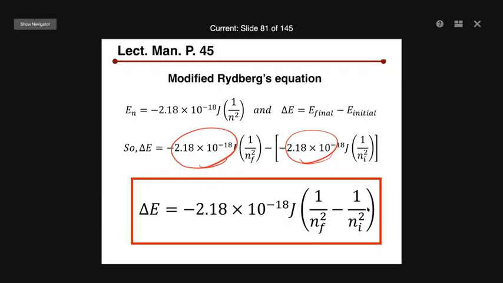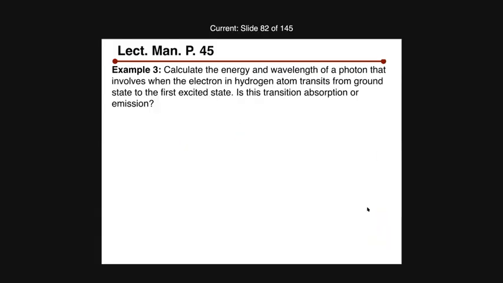Okay, so this is what we are going to use often in order to find this delta E. You can use the previous method that you already saw, or you can use this. I'm going to show you another way to do this. So let's take a look at example 3 here. In this example 3, we are going to calculate the energy and wavelength again.